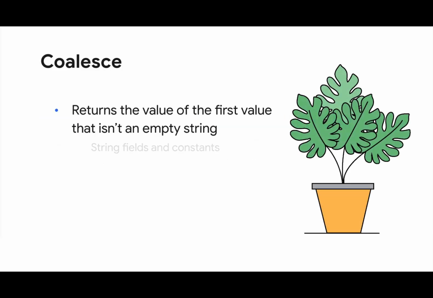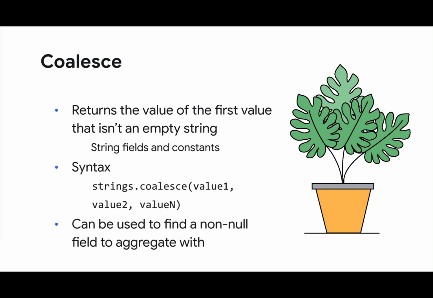The strings.coalesce function returns the value of the first value in the function that does not contain an empty string. Coalesce can work with string values as well as with constants. The syntax for coalesce is strings.coalesce followed by the field or constants of interest. The coalesce function can be used in a number of different ways, but today we're going to use it as an aggregation that we can use for our match variable.